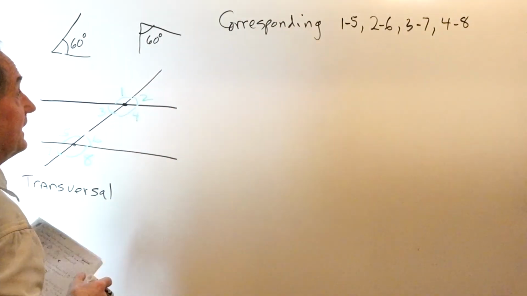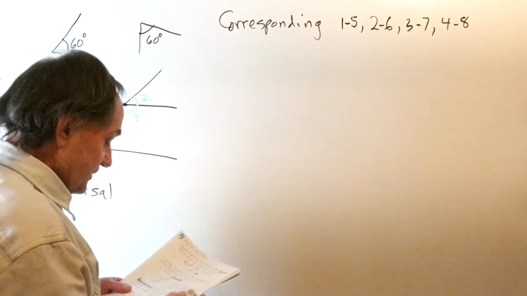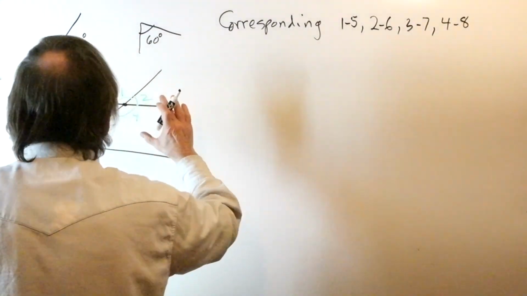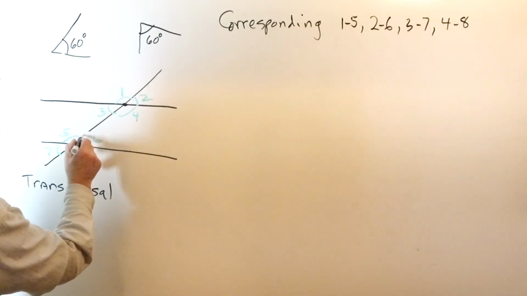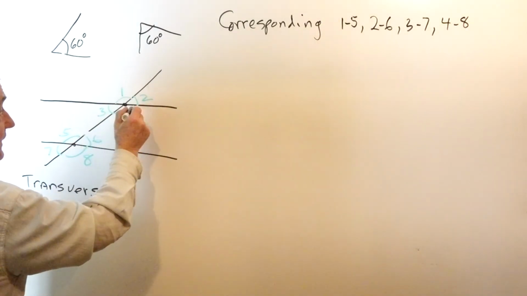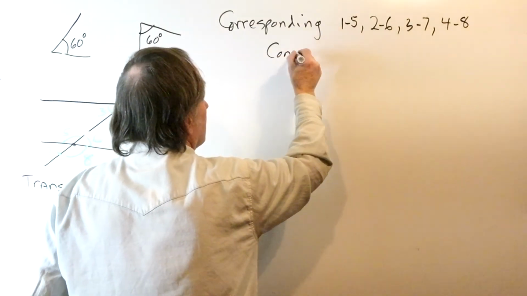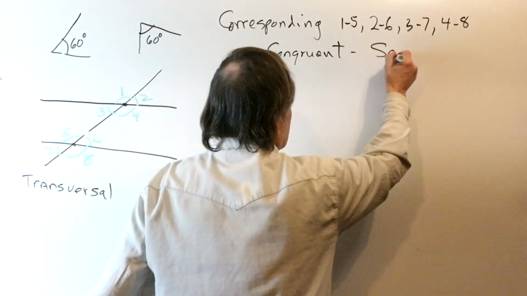Called corresponding angles. Now, by definition, all corresponding angles are congruent, that they have the same measure. They appear in the same corner, the same type of corner. So corresponding angles are congruent, or they're the same measure.